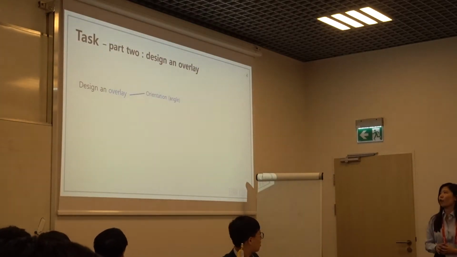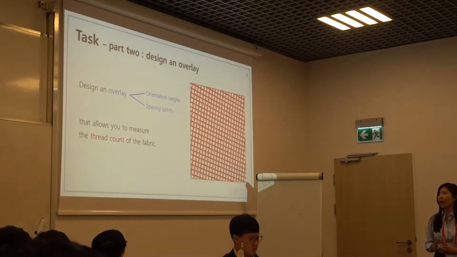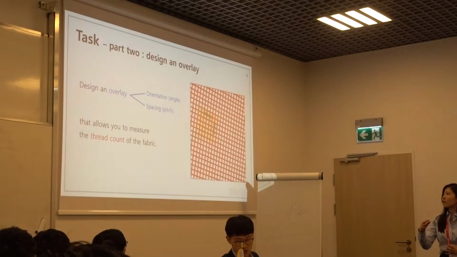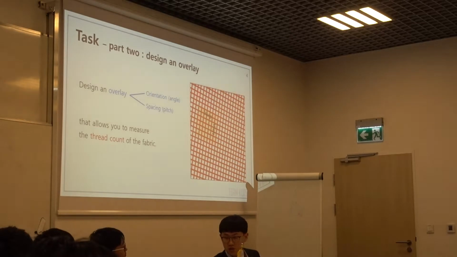Number two, design an overlay. We're going to change the orientation angle and spacing pitch in order to create an overlay, and this allows us to measure the thread count of the fabric. Here, the thread count means warp and weft number.